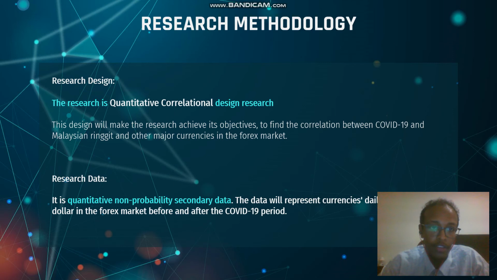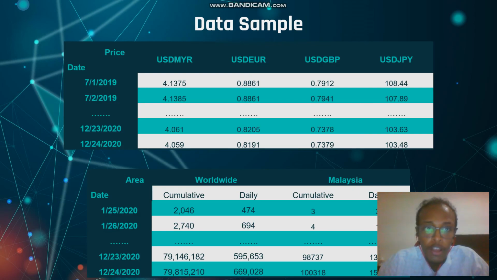So the research is going to be a quantitative correlation design research. This design will make the research achieve its objective to find the correlation between COVID-19 and the Malaysian ringgit and other major currencies. The research data is quantitative, non-probability secondary data. The data will represent currency daily prices to the US dollar in the forex market before and after the COVID-19 period. So this is the sample data. The first table represents the three major currencies in the forex and also the Malaysian ringgit compared to the US dollar. The second table represents the cases of COVID-19 worldwide and in Malaysia.